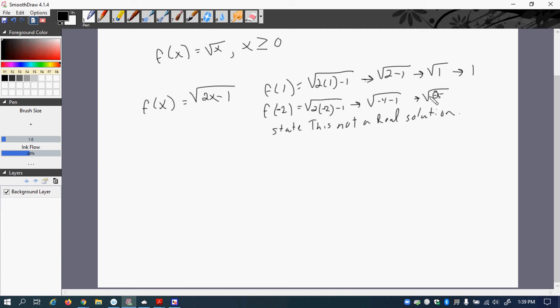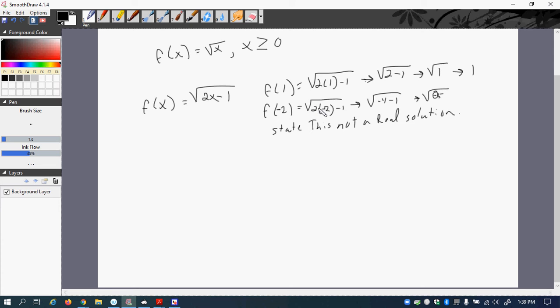So anytime you see a negative number inside a square root at the final number, you have to state this. That's not a real solution. It's not a real number. Okay? And so that's the basics for these two right here.